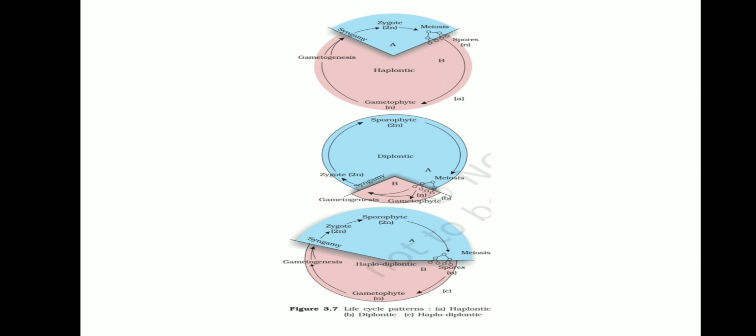Interestingly, while most algal genera are haplontic, some of them, such as Ectocarpus, Polysiphonia and kelps, show haplodiplontic life cycle. Fucus, an alga, is diplontic. So kindly refer to your NCERT book as well to understand it more precisely.